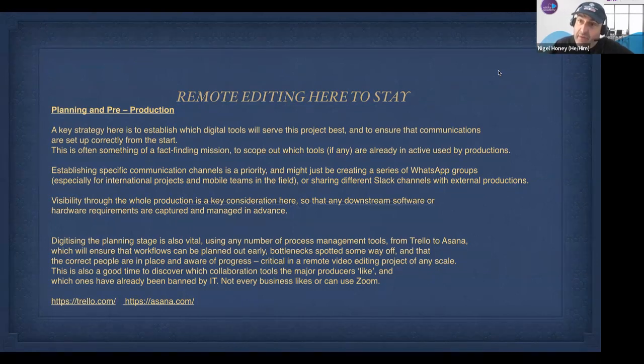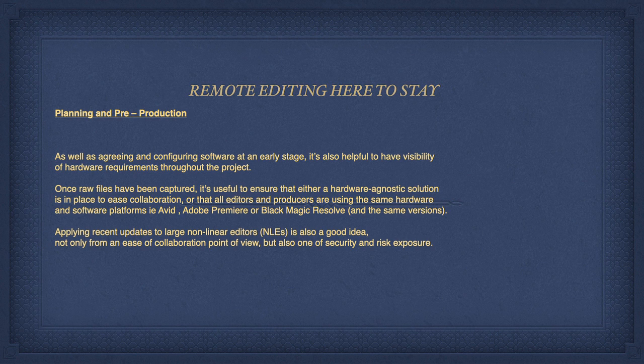Just because I'm here doesn't mean that the rushes or some of the assets are here; they could be in the cloud or, say, in the States. What's happened now is there are more productions where different areas are working together. So I might be doing the editing in Scotland, but someone else might be doing the graphics or the motion graphics, say in America or in Europe or somewhere like that. So this is what's changing now. Another thing to be aware of is agreeing and configuring software at an early stage. It's also to have visibility of hardware throughout the projects.